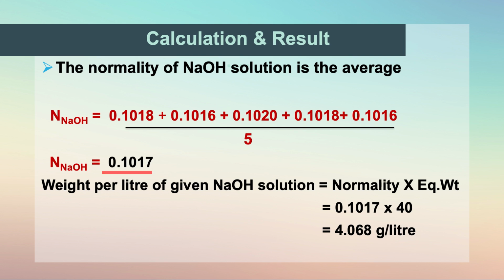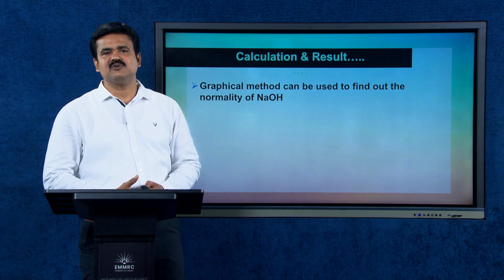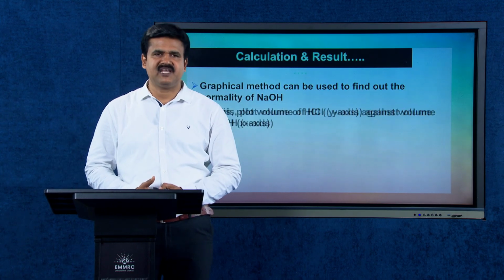Now, weight per liter of the given NaOH solution can be calculated by using the expression weight per liter equals normality times equivalent weight. Normality is calculated as 0.1017, just multiply with the equivalent weight of sodium hydroxide, that is equal to 40. So, you are getting the weight per liter as 4.068 gram per liter.